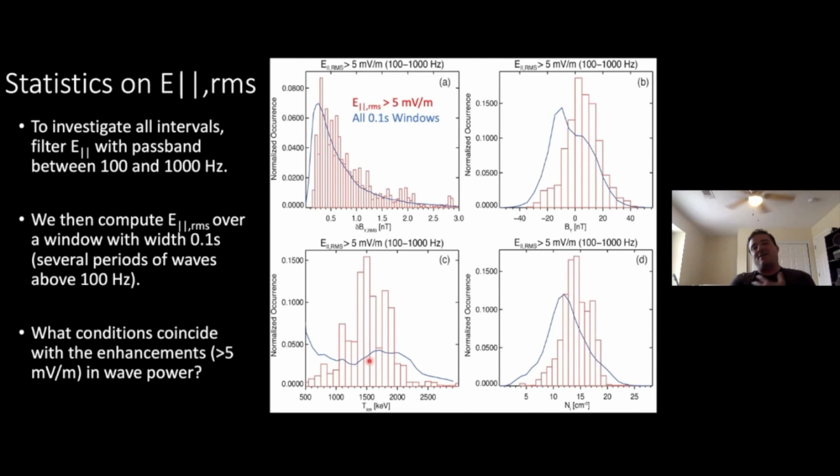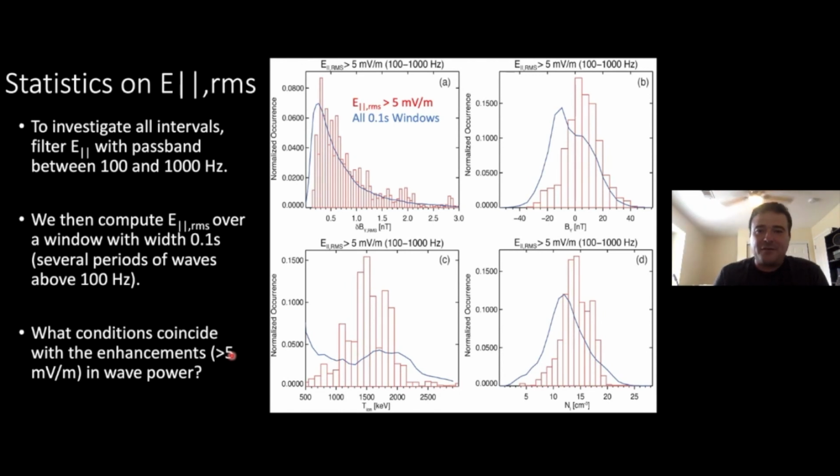So now we need to actually characterize the waves. So what I did is I went through the entire Kelvin-Helmholtz interval, the 2 hours, and I filtered E parallel between 100 and 1,000 hertz. That was the range when these waves typically occurred. I then calculated the RMS value of these fluctuations using a window width of 0.1 seconds. That gives us several periods in the frequency range we want. And then I looked for when we had enhancements above 5 millivolts per meter. And 5 millivolts per meter gets us well above any background fluctuations in the electric field we might have.